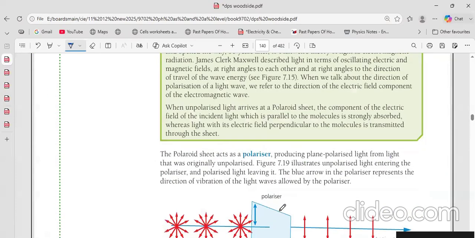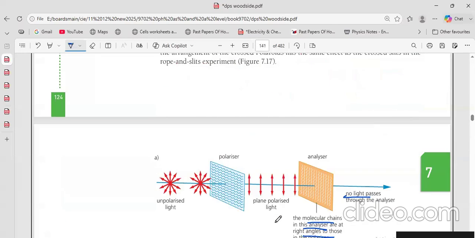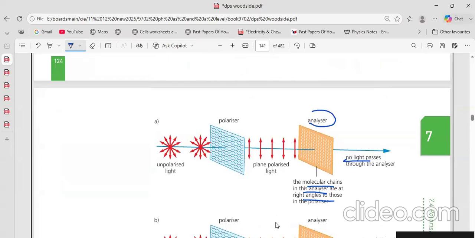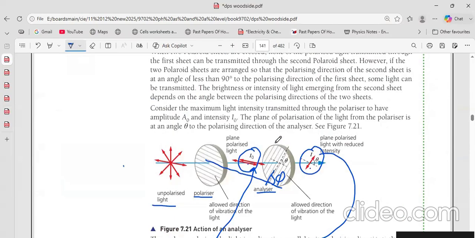So we got plane polarized light. These are the E vectors in all directions. This has got glare, and once it passes, its intensity reduces. And also, if you put another polarizer, it's called an analyzer. If the molecular chains are perpendicular to this, no light will pass through. But if you put it at some angle, then some light will pass through, and this way we can control the intensity by this law.